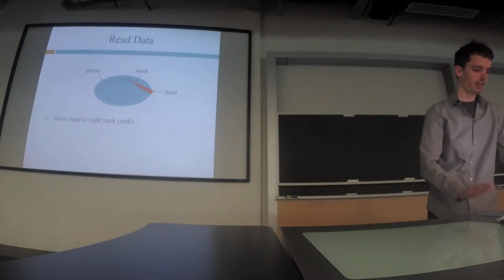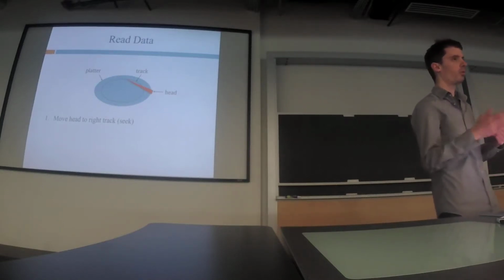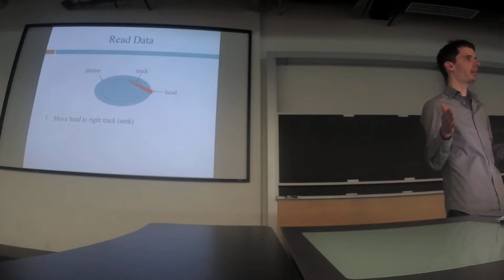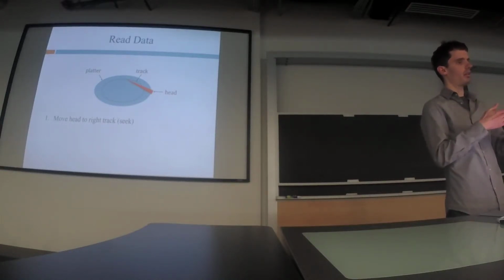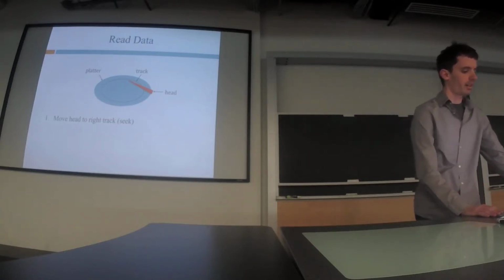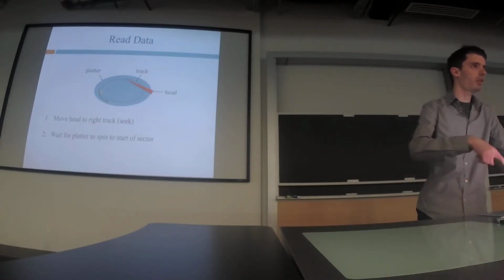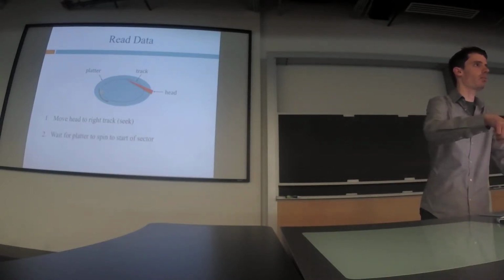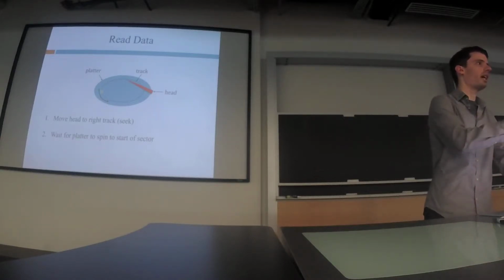Okay, so how does this work? To read some data, first we have to move the head to the right track. So just pick whatever point on the radius of the disk, rotate the head a certain angle to get there. That's called seek. Then we have to wait for the platter to spin around whatever sector we're looking for. We have to wait for it to be under the head.